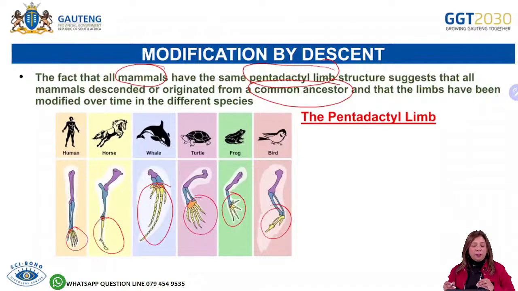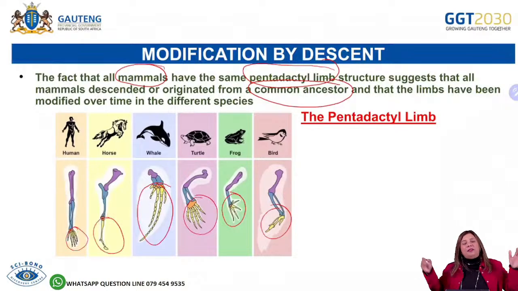So even though I want you to also remember a pentadactyl limb structure, the outward appearance doesn't look the same. But when we look on the inside of the bone structure, I mean, if you look at a whale's flipper, does it really look like a human arm? It doesn't. But we're talking not about the outward appearance, we're talking about the inward appearance of the skeleton. So that is where the scientists are basing their evidence for evolution on.